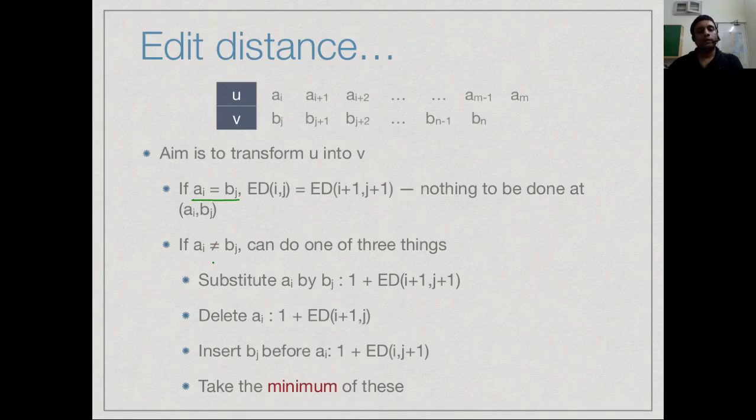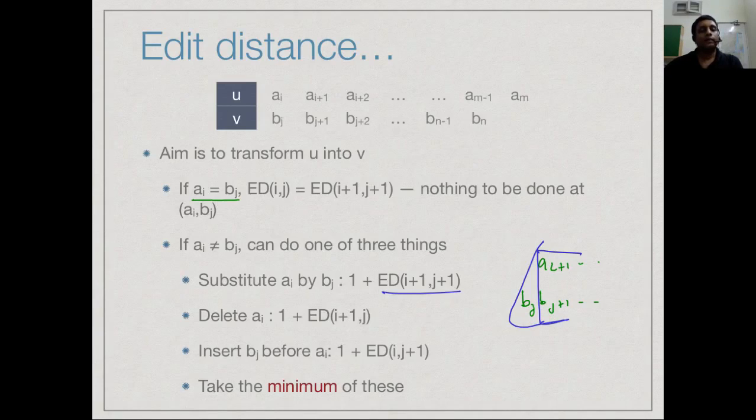Now, if they don't match, three things are possible. So I have ai plus 1 and so on, and I have bj plus 1 and so on. The first thing I can do is directly change this ai into bj, in which case I have now made the first letters exactly equal, and so I just need to look at i plus 1, j plus 1. The other thing which I can do is to remove this ai altogether. So now this discrepancy is gone, but I am still left with the rest of the problem. So now I have to see if i plus 1 onwards matches j onwards.